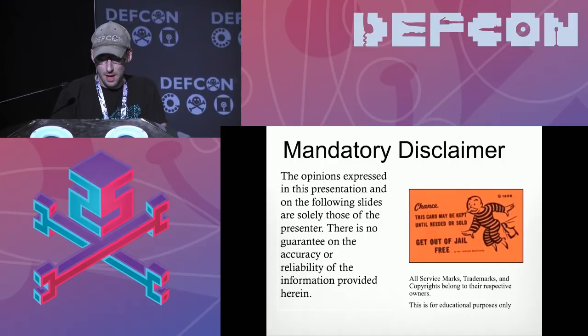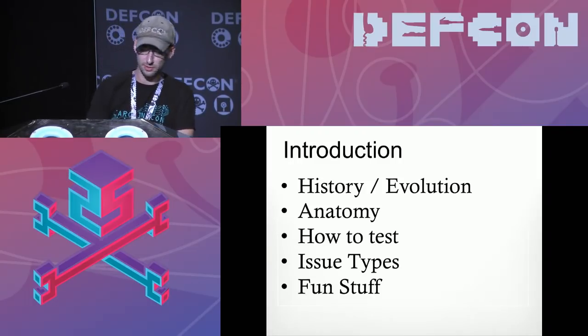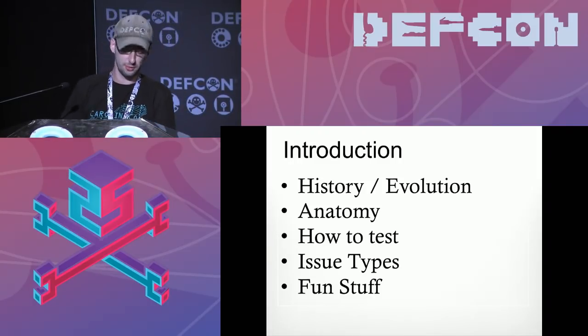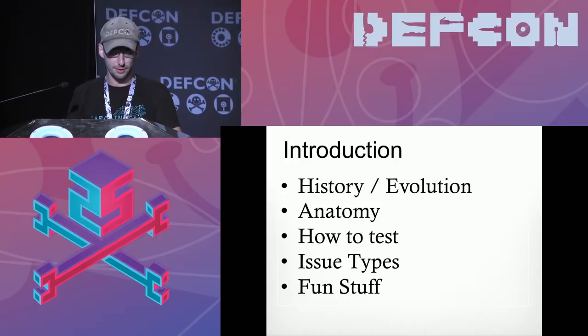So what we're going to talk about is a bit of history and the evolution of phone systems, nothing too big or in depth. Not going to talk about SS7 carrier side stuff. It's mostly going to be about VoIP and modern phone systems, testing them externally from the dialing interface. And then we'll go on to how to test those and the issue types you'll find.